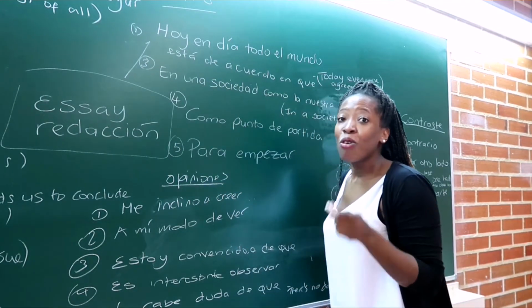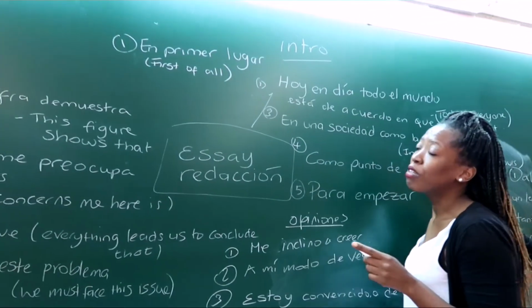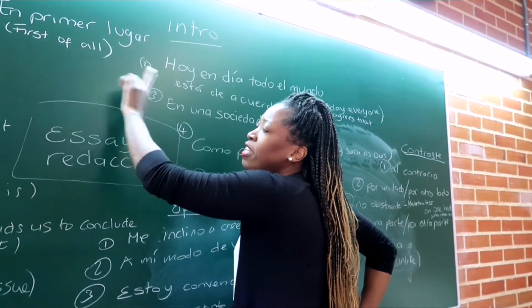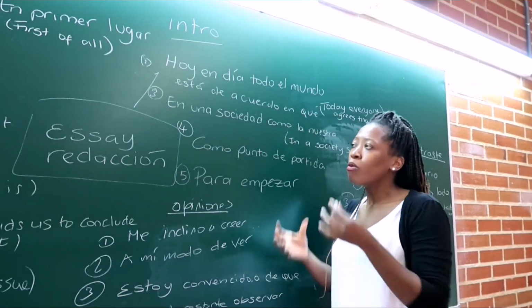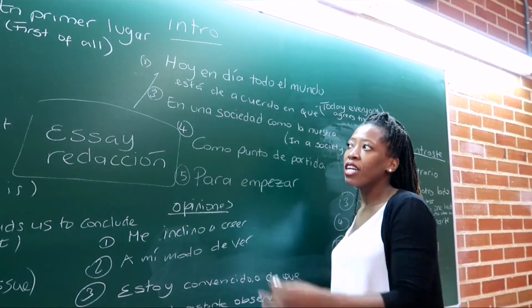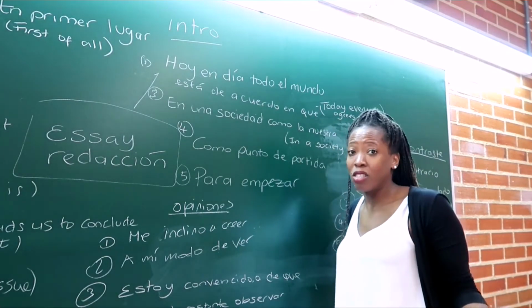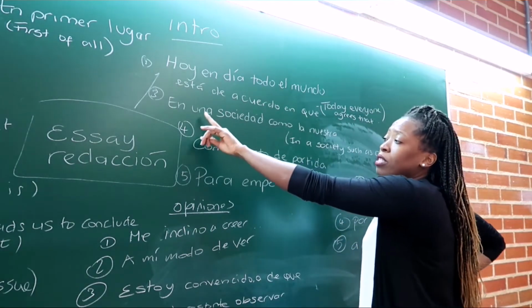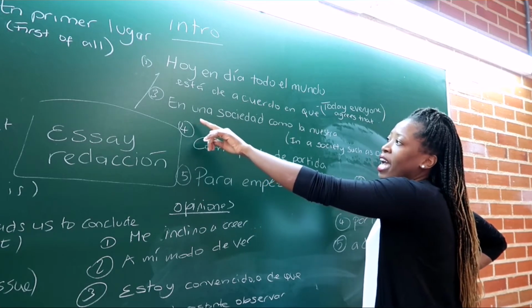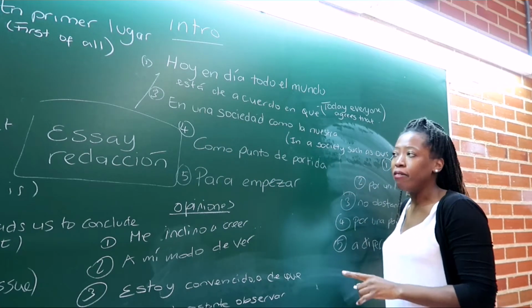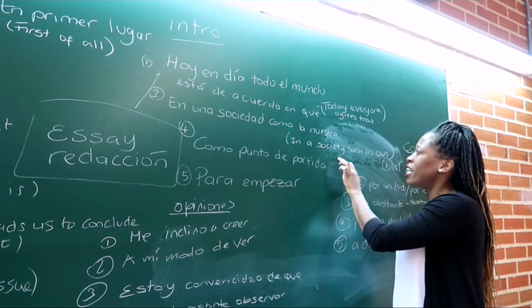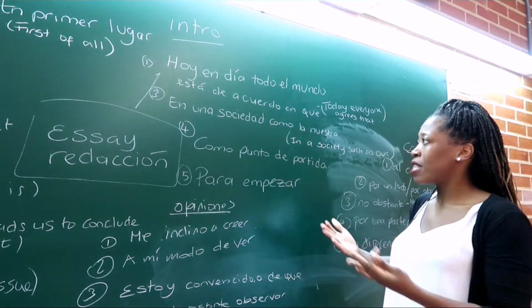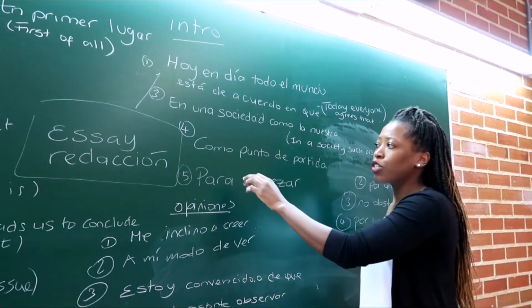En primer lugar, which you would have seen in lower school, you would have seen this many times. En primer lugar just means first of all. Okay, so your first point. What is it you want to start with? En primer lugar, first of all. Maybe you want to start with that. Or perhaps this sounds better to you. En una sociedad como la nuestra, so in a society such as ours, what is it you want to say? En una sociedad como la nuestra. That's a good one too.